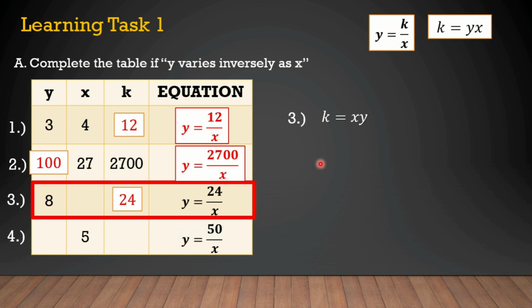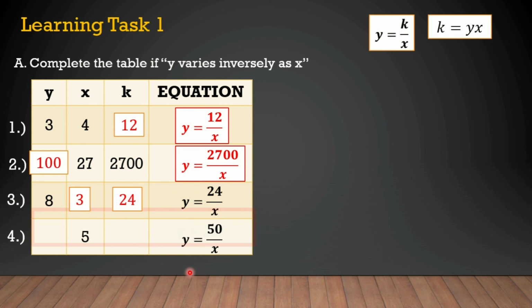Okay, so k is equals to 24 is equals to yung x, then yung y mo is 8. Para x na lang ang matira, I will divide both sides of the equation by 8. So, 8 divided by 8 is 1. So, x na lang. Then, 24 divided by 8 is equal to 3. So, our x is equal to 3.